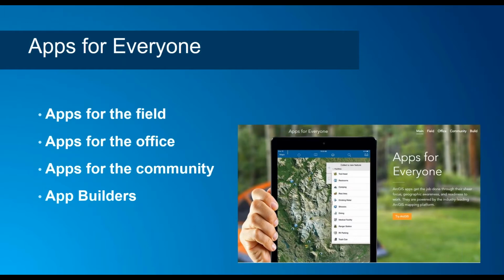So let's talk about those applications that I mentioned. Esri has a website called Apps for Everyone. And on this website, as you can see on the slide, it's broken into 4 categories so that you can easily find applications that might be useful to you. The applications include field apps, office apps, apps for the community, and app builders, so that if our pre-configured applications aren't meeting your specific needs, you can use an app builder to quickly configure something that works for you.